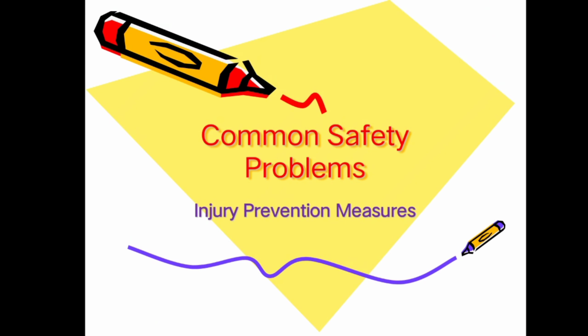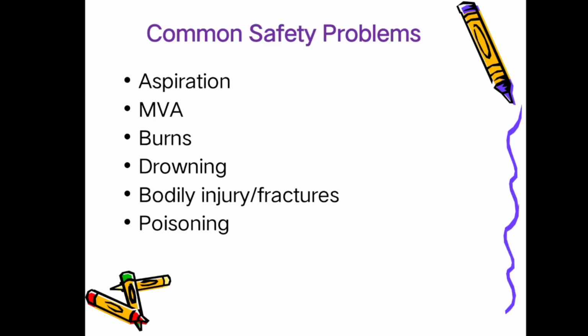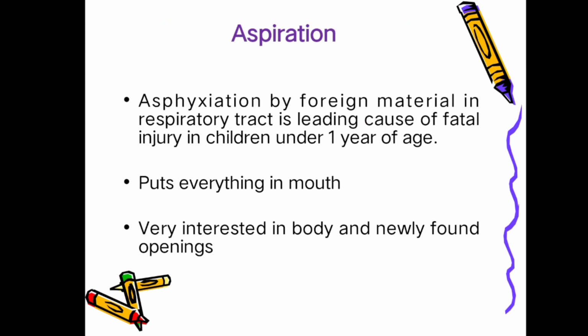Next is common safety problems. We are going to see the injury prevention measures for all these conditions, these accidents, in detail. We are going to see aspiration, motor vehicle accidents, burns, drowning, bodily injury or fracture, and poisoning. For each and every problem, you are going to see the preventive measures and what it actually means.